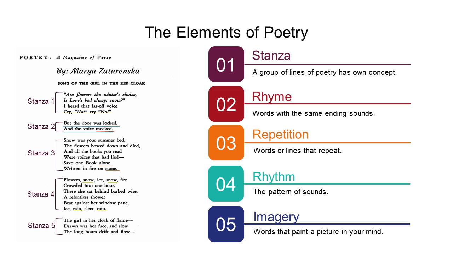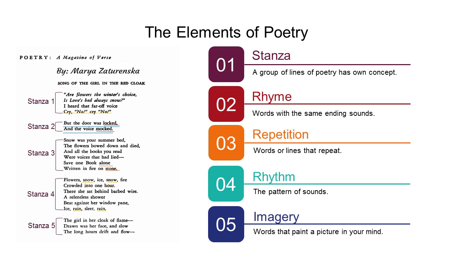And number 3 is repetition. Repetition is words or lines that repeat. For the example in this poetry, we can see in stanza number 1: cry, no, cry, no. These are words or lines that repeat. And in stanza number 4, we can see snow, snow, and rain, rain.